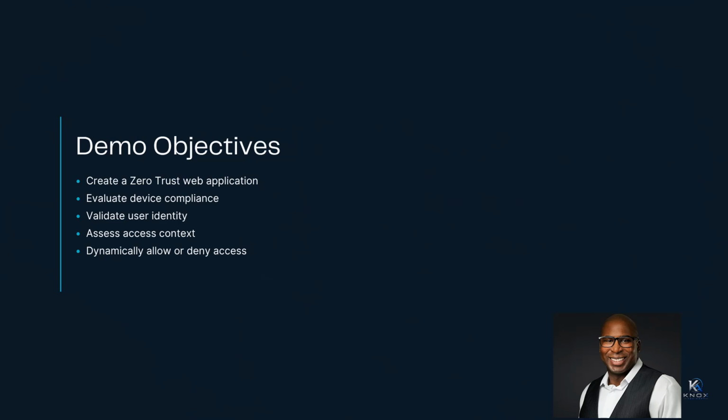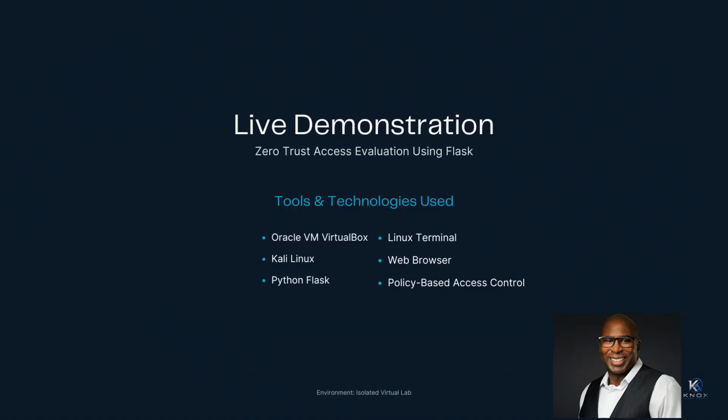Before we jump into the demo, here's a quick look at the tools being used. For this demonstration, I'll be working inside an isolated virtual lab environment using Kali Linux, Python Flask, Linux Terminal, and a web browser. I chose Python Flask because it provides a simple way to simulate real-time policy evaluation and dynamic access decisions. Before moving into the terminal, let's quickly look at the Zero Trust evaluation flow.